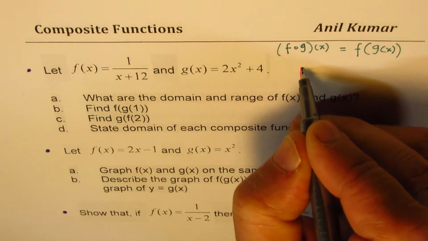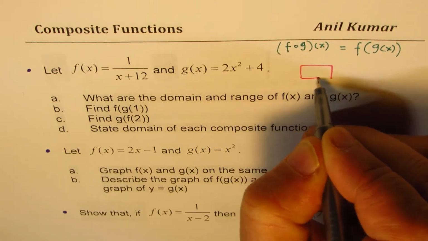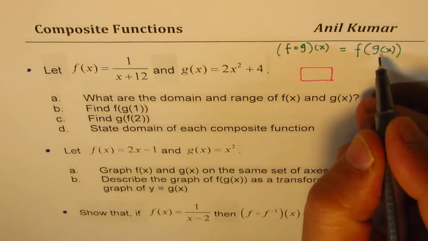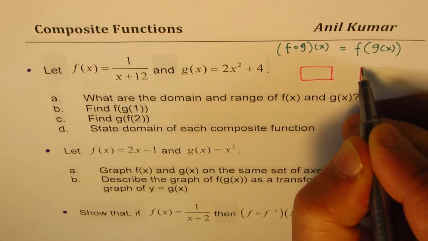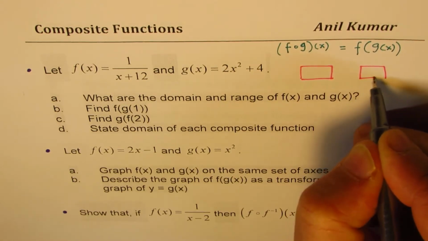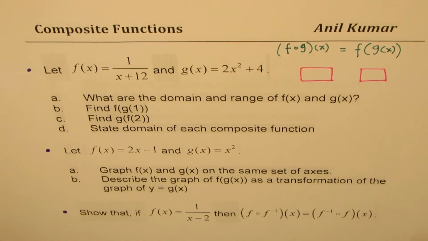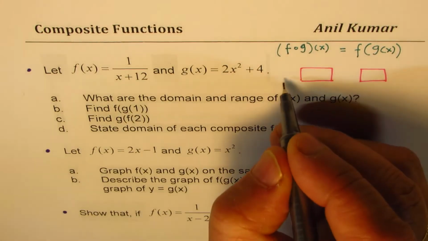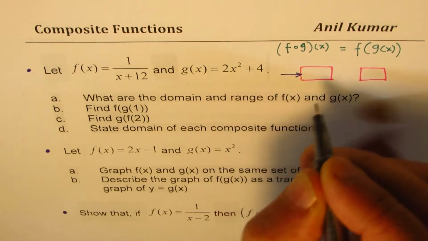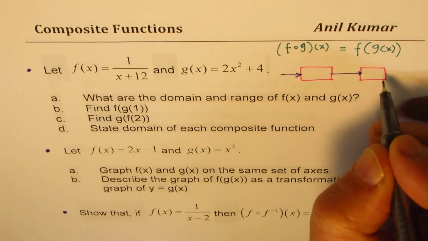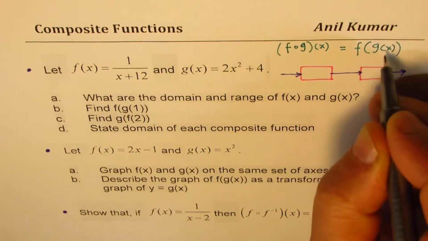If I'm placing an input-output machine, for example, then we are talking about two machines. The first one is performing the operation g of x, and then the next one is performing the outside operation. So I hope you get the concept. The idea is that if you provide an input, let's say x, then the output will be g of x, and then the output will be f of g of x.